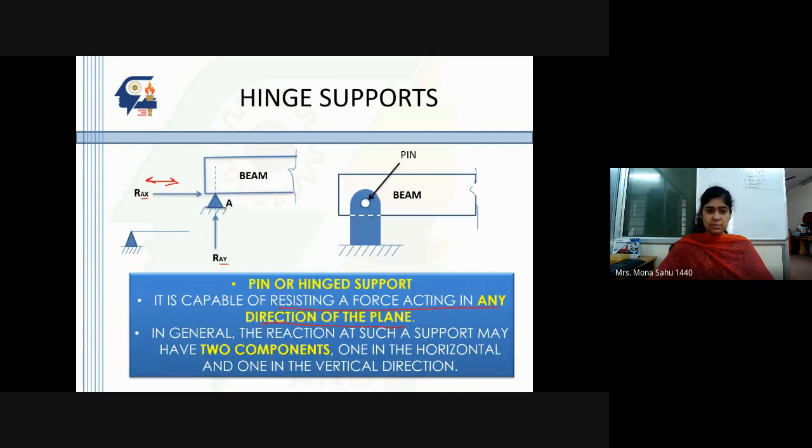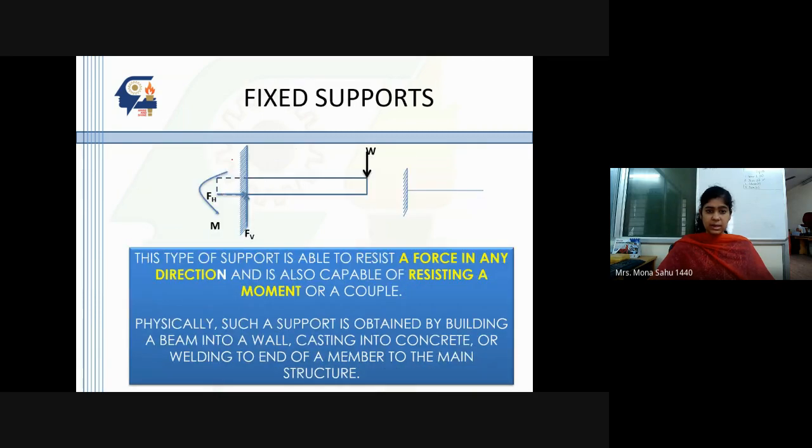See, this is a hinge support. Here it is completely fixed. So there will be 2 reaction forces and 1 moment. It's resisting a moment and a force. So if you apply force here, there is an equal and opposite force, Fv, and this particular beam is going to bend like this. So there will be a moment in this direction. So there is an equal and opposite moment at the support.